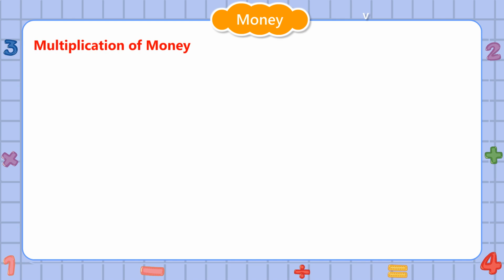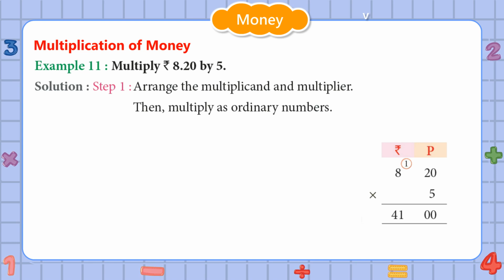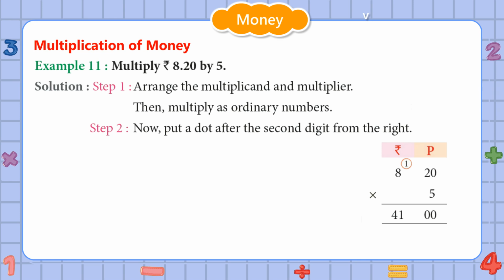Multiplication of money. Example 11. Multiply rupees 8 and 20 paise by 5. Solution. Step 1. Arrange the multiplicand and multiplier. Then multiply as ordinary numbers. Step 2. Now put a dot after the second digit from the right. Thus, rupees 8 and 20 paise multiplied by 5 is equal to rupees 41 and 0 paise.